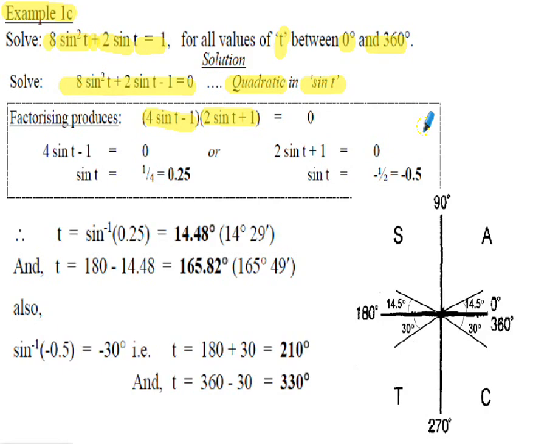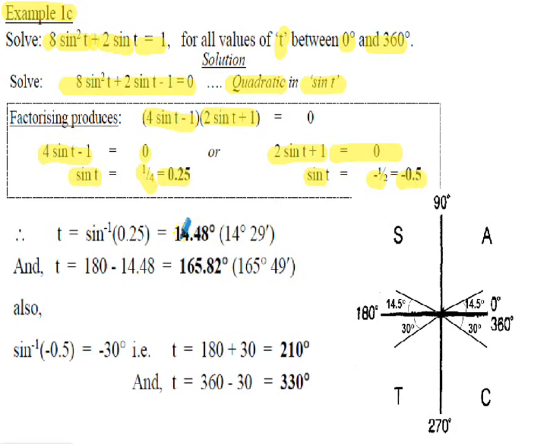is 0. To solve for the roots of the equation, our solution, I equate each of the brackets to 0 when I'm factorizing. So 4 times the sine of t minus 1 is equal to 0. Rearranging to find the sine of t, add 1 to both sides, divide by 4, gives me 1 upon 4, 0.25. Second solution, I've got 2 times the sine of t plus 1 equals 0. So here you take 1 from both sides and then divide both sides by 2. So sine of t is equal to minus half, or minus 0.5.